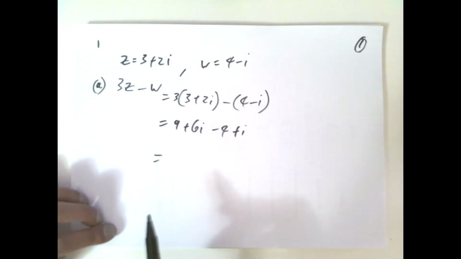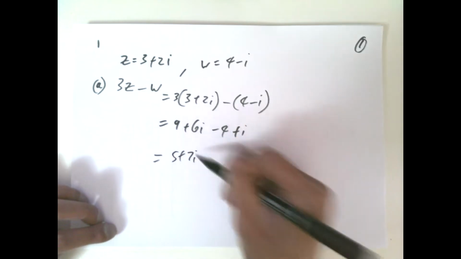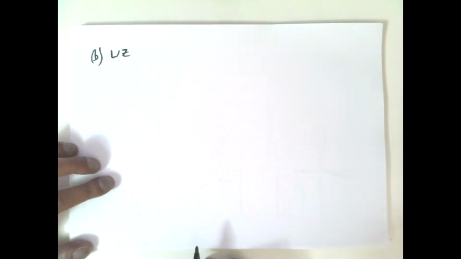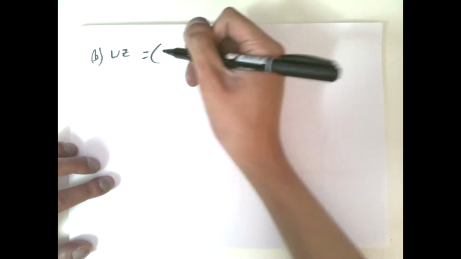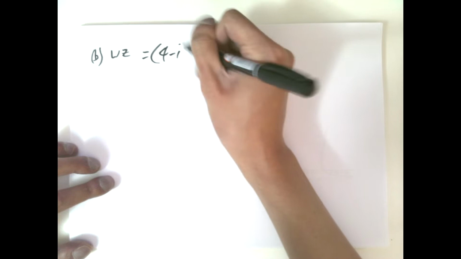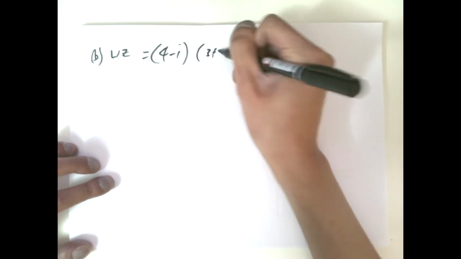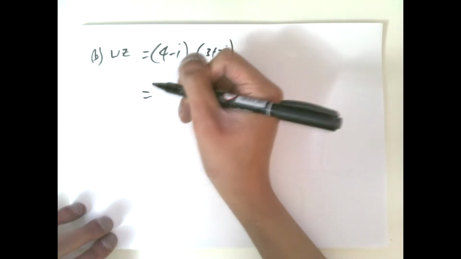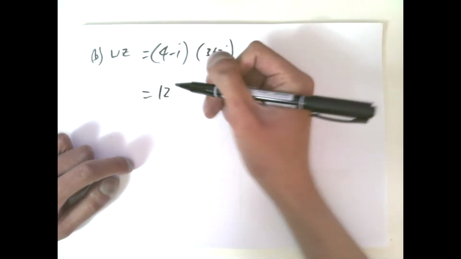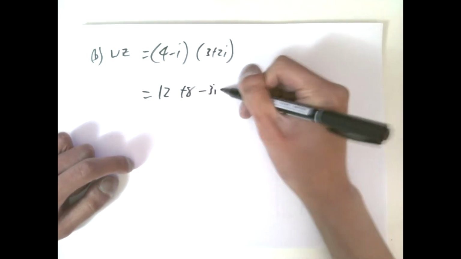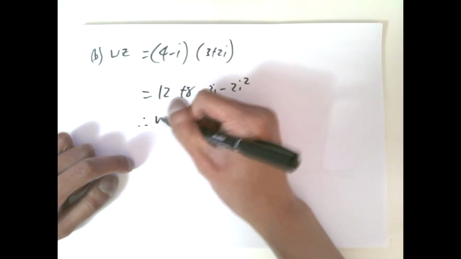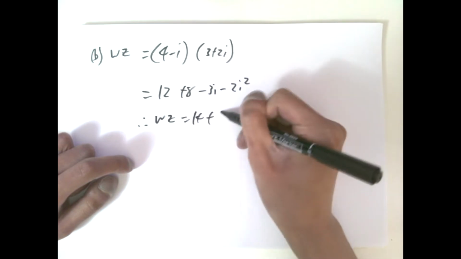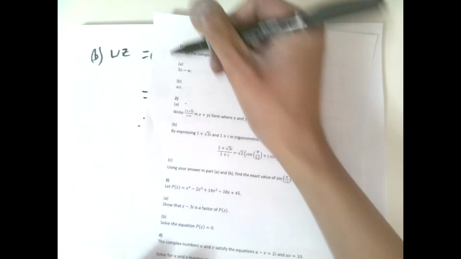Well, handling the real parts and imaginary parts together. For the product of w times z, well, w was 4 minus i and z was 3 plus 2i. But we know that i squared is minus 1. Okay, this is done with question 1.